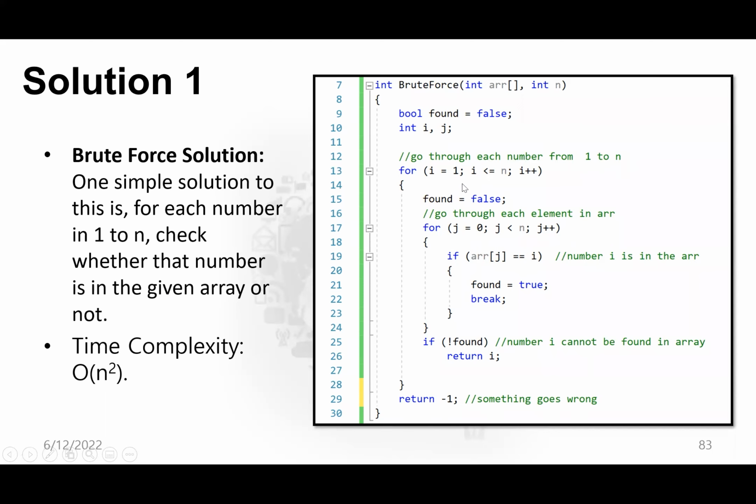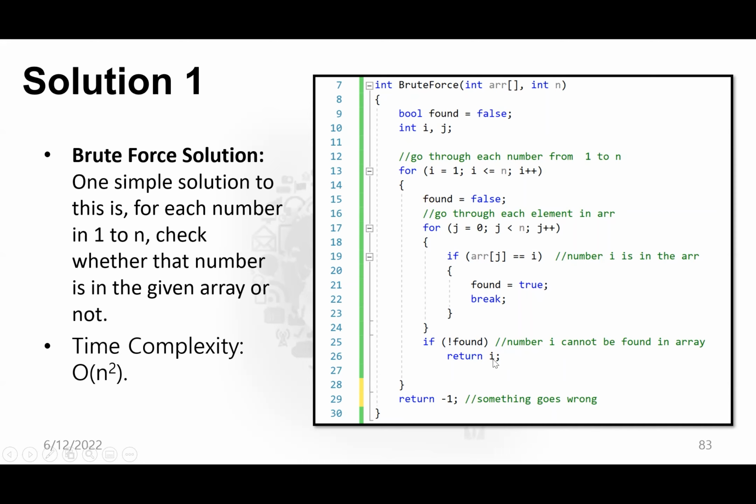Then every time, let's say you start from 1, you go through every element in the array to see whether this one exists or not. If it exists, you set found to true, and then you break. Then you go to i equals 2, and you see whether the array has 2 or not. If finally you really cannot find it, it means, oh, 5 I cannot find.